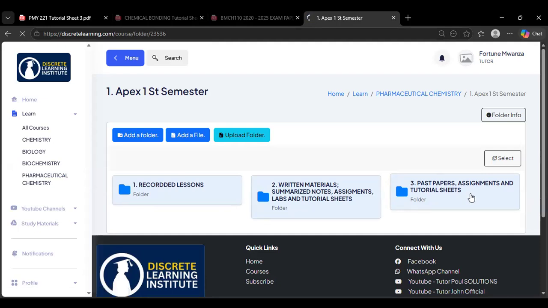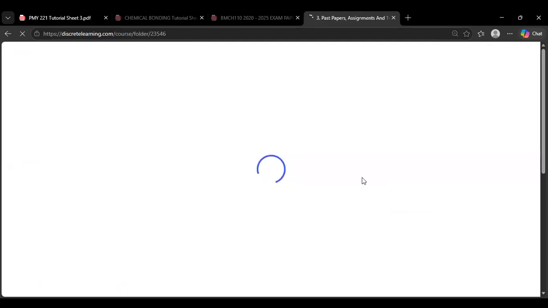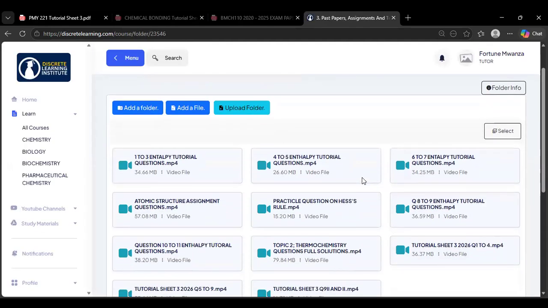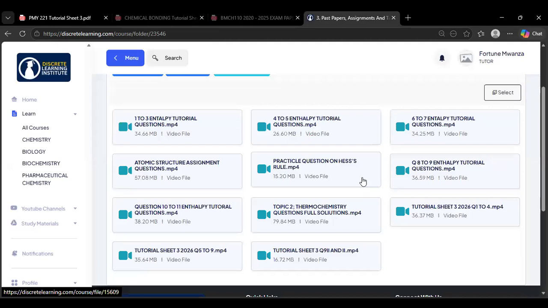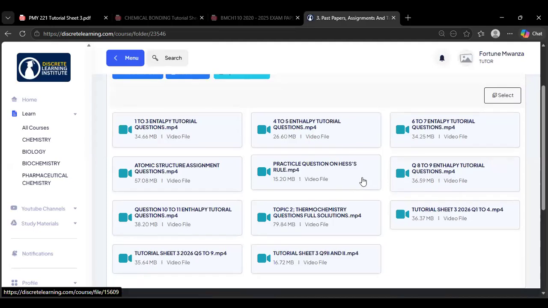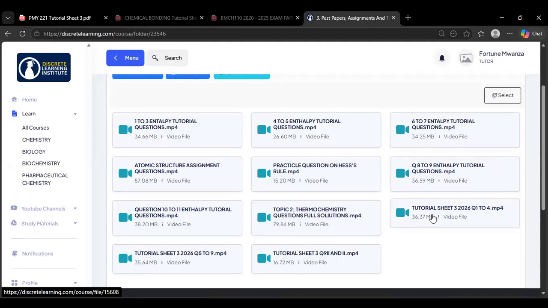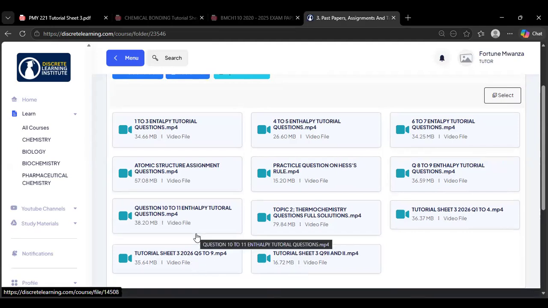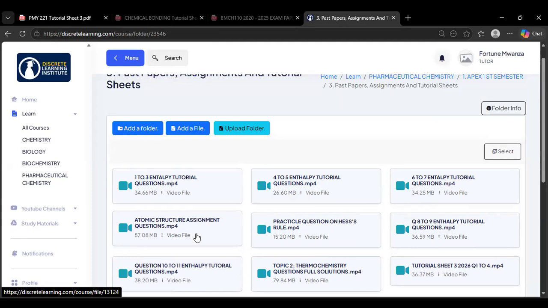Once you open the folder, it will show you some of the recorded videos that are there. You have your tutorial sheet 1, tutorial sheet 2, and tutorial sheet 3 questions, including the practical questions that we've been having, uploaded there. For this one, this is tutorial sheet 3, 2026. You have questions from 1 to 4, then you also have the other video for questions from 5 to 6. So you can get the full video solution for this tutorial sheet.